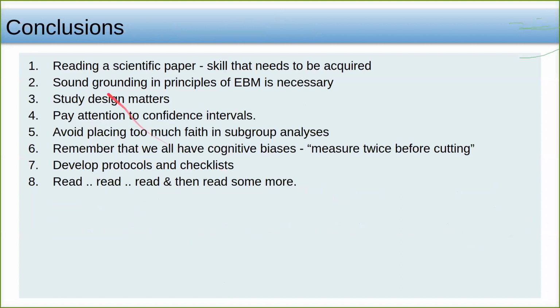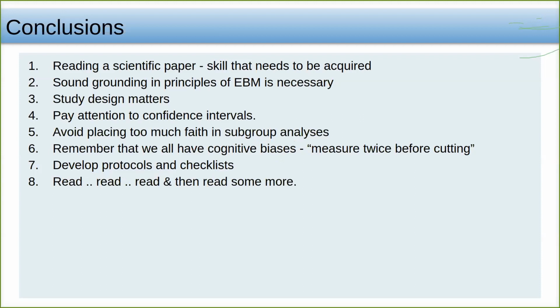To conclude, reading a scientific paper is a skill that needs to be acquired. You need to have sound grounding in the principles of EBM. You need to understand that study design matters. Not every study design can answer every question. There is an important reason why you need to pay attention to the confidence intervals and not to the p-values. Do not place faith on your subgroup analysis. Remember that we will all have cognitive biases. This is natural, this is human, and this should be embraced rather than stigmatized. Develop protocols and checklists, and overall have a skeptical outlook, though not a nihilistic one.